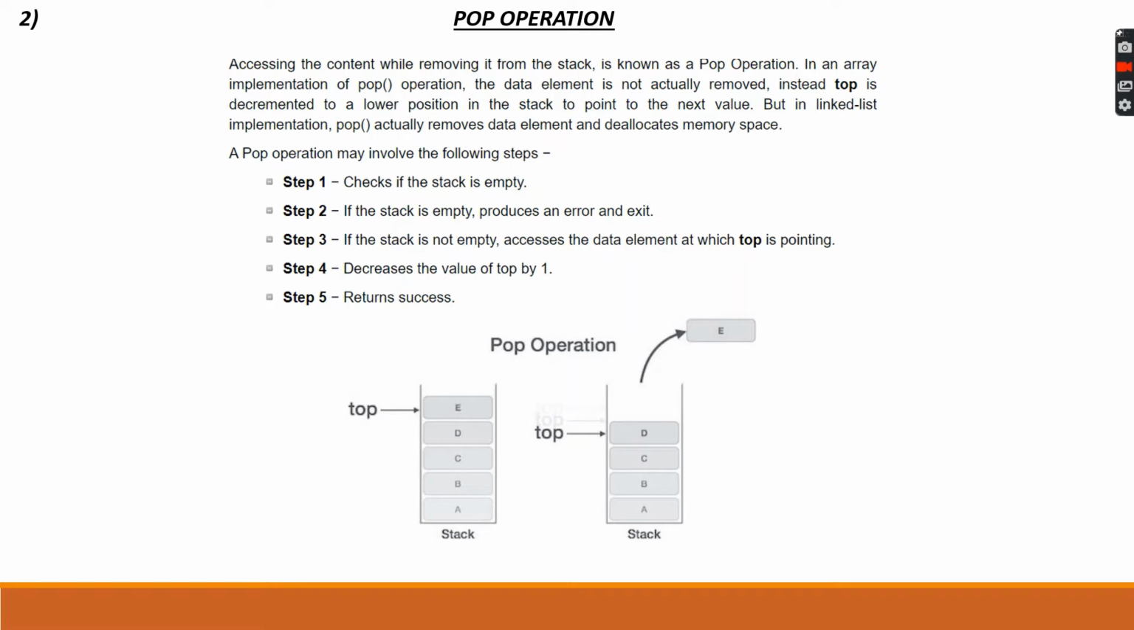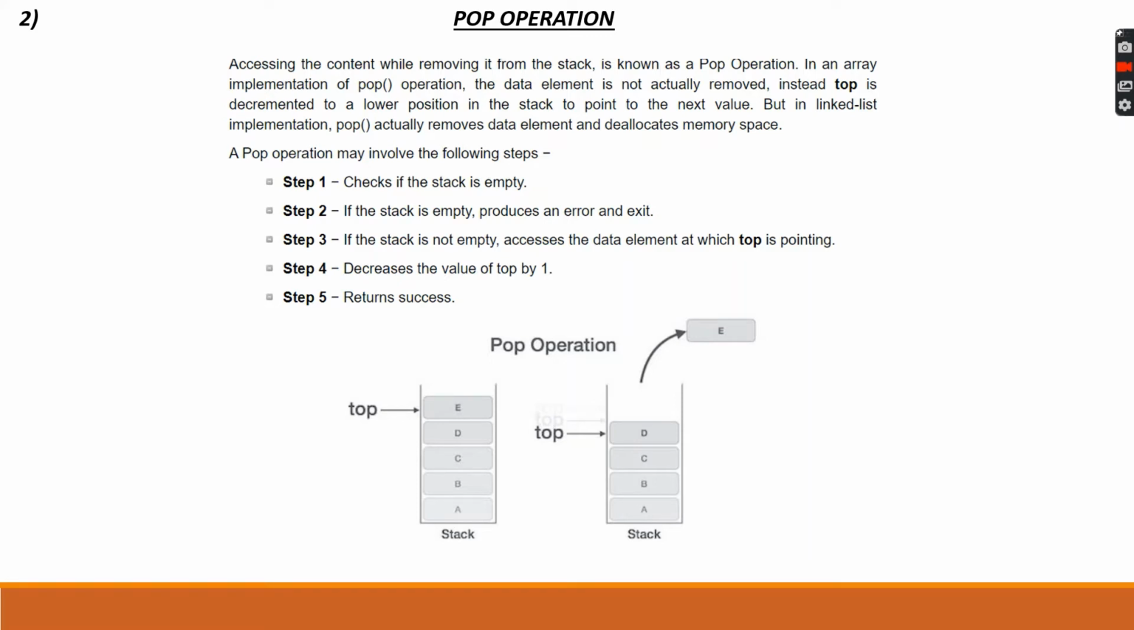Step 1 is that we need to check whether the stack is empty. In step 2, if the stack is empty, then we will show an error message and exit. And if the stack is not empty, then we'll access the data element at which the top is pointing. Then, if the stack is not empty, we'll decrease the value of top by 1 to reach the lower value, and after that we'll return success.